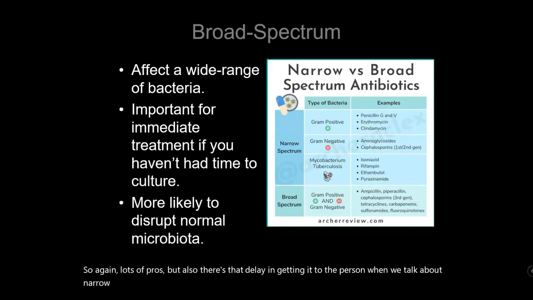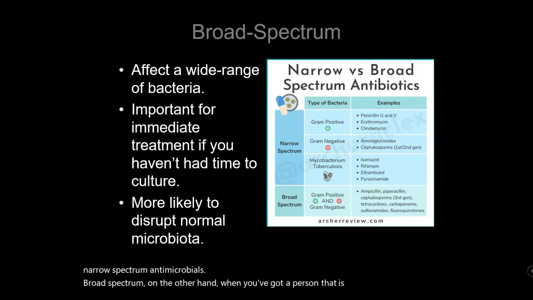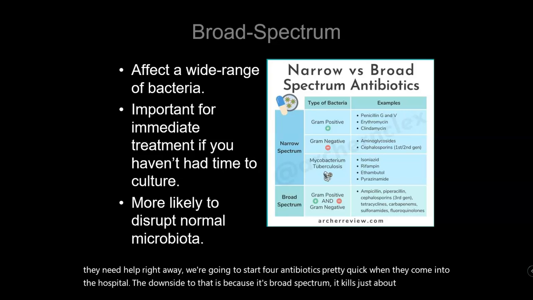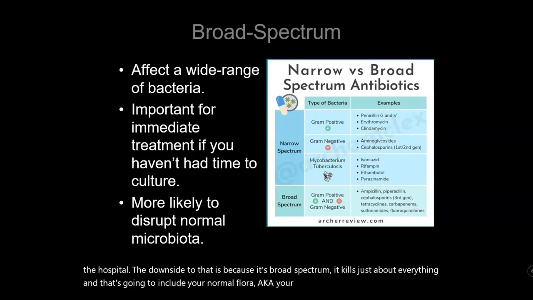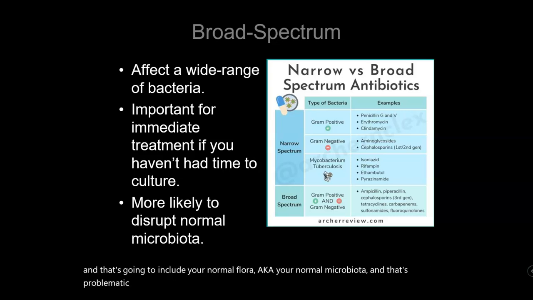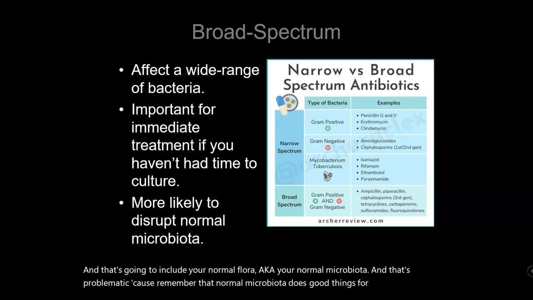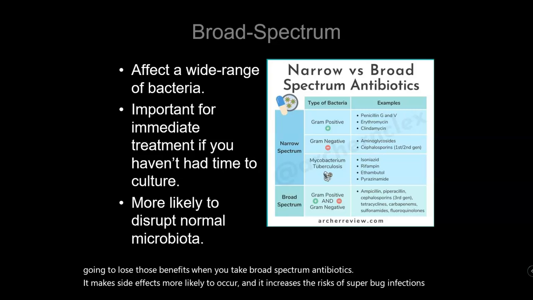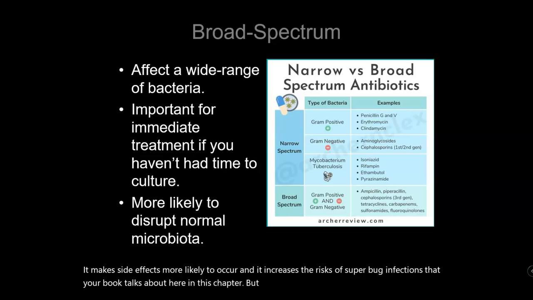when we talk about narrow spectrum antimicrobials. Broad spectrum, on the other hand, when you've got a person that is in severe infection and they need help right away, we're going to start IV antibiotics pretty quick when they come into the hospital. The downside to that is because it's broad spectrum, it kills just about everything, and that's going to include your normal flora, aka your normal microbiota. And that's problematic because remember, that normal microbiota does good things for you, and you're going to lose those benefits when you take broad spectrum antibiotics. It makes side effects more likely to occur, and it increases the risks of superbug infections that your book talks about here in this chapter. But you do get that treatment faster.